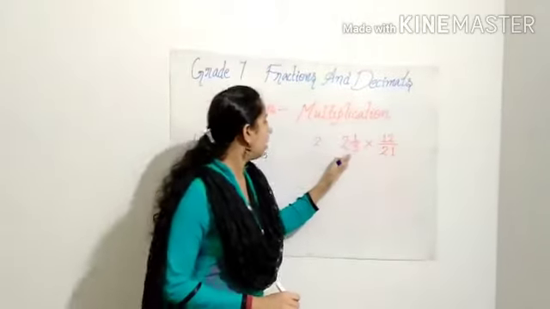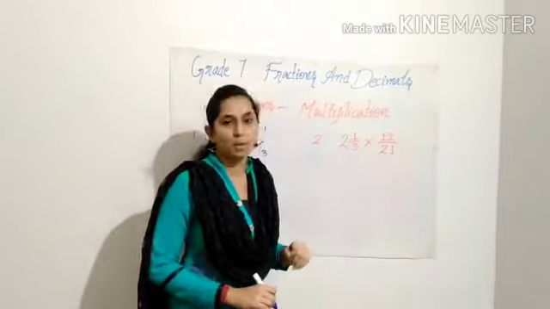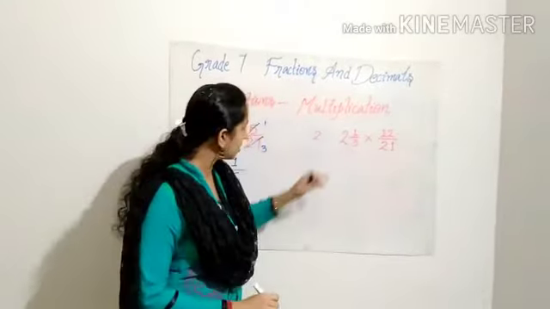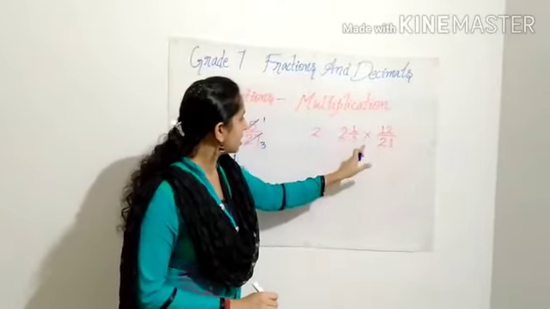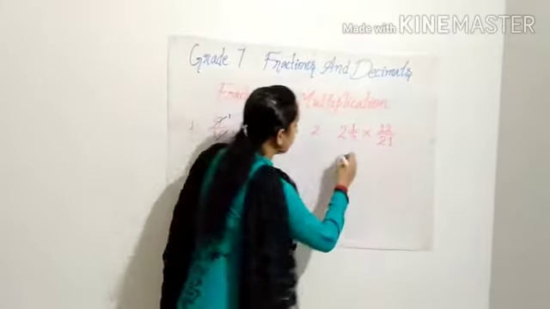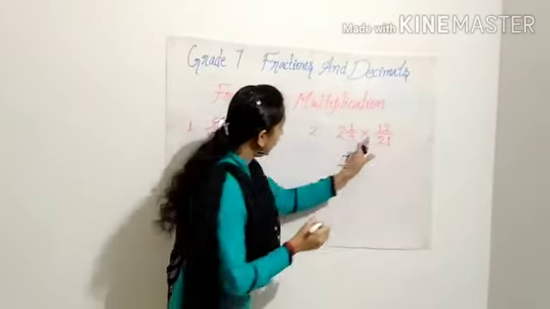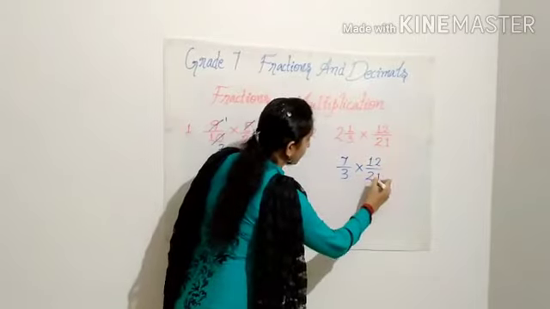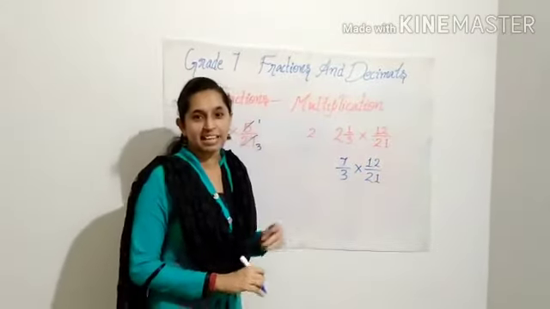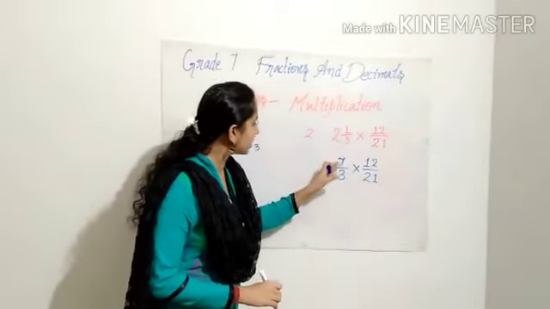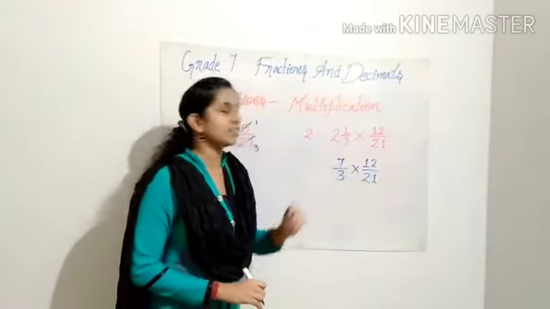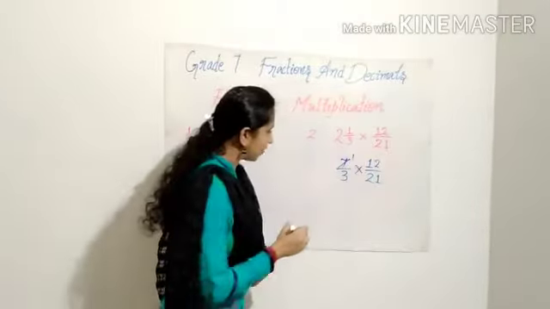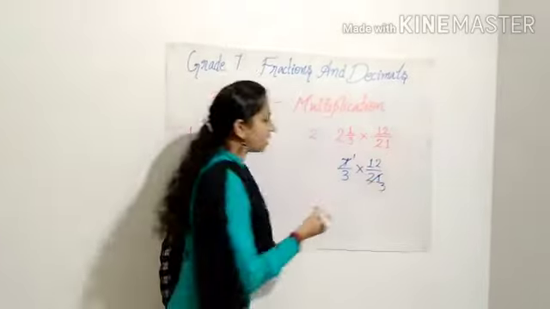Here you can see a mixed fraction multiplied by a proper fraction. 2 1 by 3 must be converted into an improper fraction. That is 2 into 3, 6. 6 plus 1, 7. 7 by 3 is the improper fraction. Into the second fraction, 12 by 21. Here also we can check whether any cancellation is possible. Here it's 7, here is 21. Using 7 we can cancel. That is 7 ones are 7, 7 threes are 21.